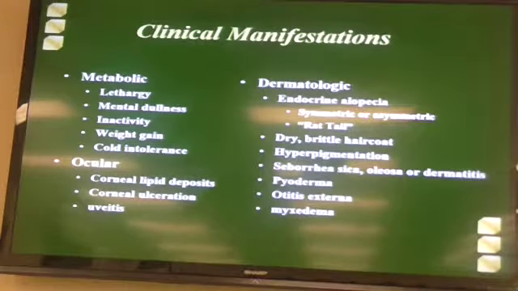As far as clinical manifestations, basically anything you can think of. But as far as metabolic: lethargy, mental dullness, inactivity, weight gain, cold intolerance. That sounds like a lot of us, doesn't it? Ocular: corneal lipid deposits, corneal ulceration, uveitis. And dermatological, you can get the symmetrical or asymmetrical alopecia, and you get the rat tail.